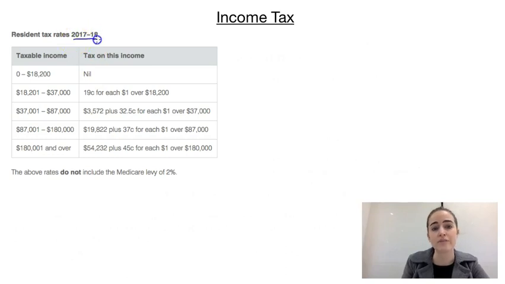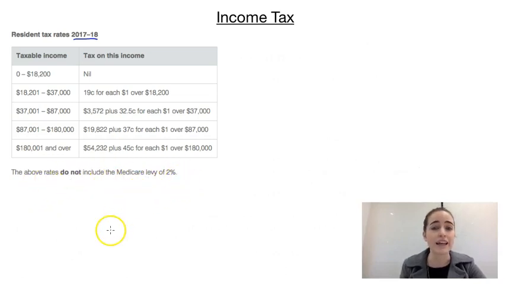These are the tax rates and brackets for the 2017 to 2018 financial year, so the one we're in right now. We can use this table to calculate how much tax you're going to have to pay. It depends how much money you earn, which bracket you fall in, and then this is how you can calculate it for each one. The other little disclaimer on there is that this does not include the Medicare levy of 2%.